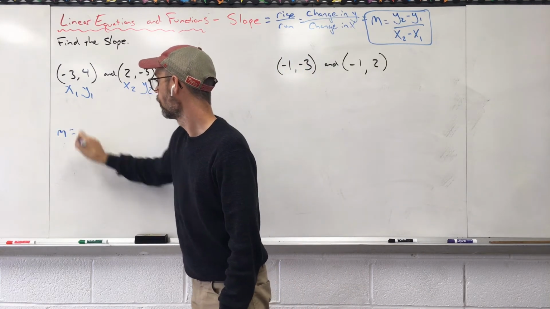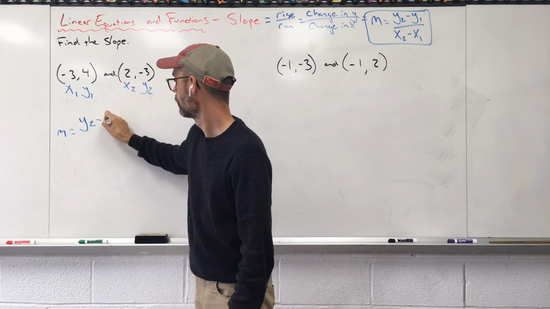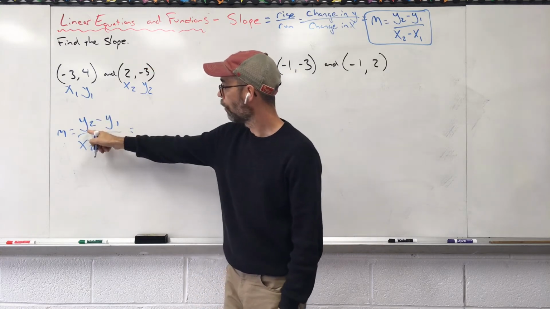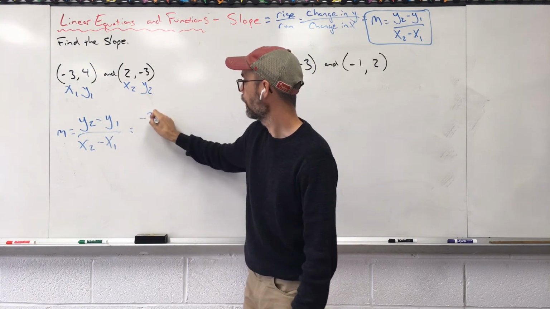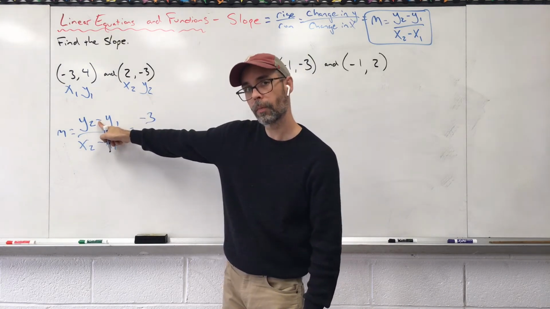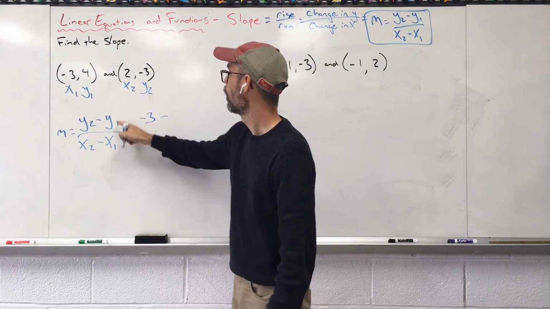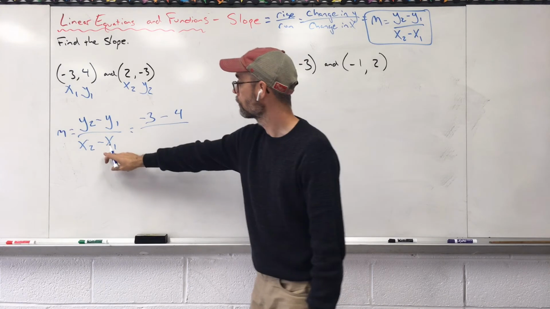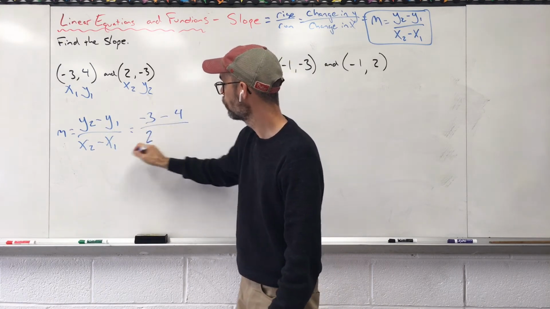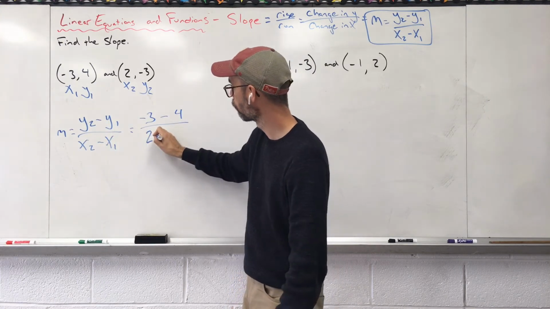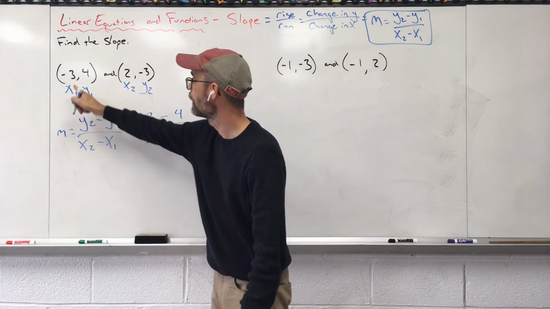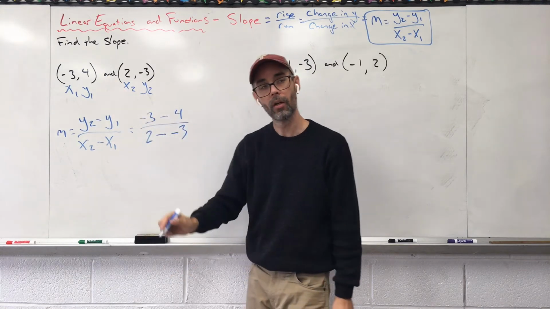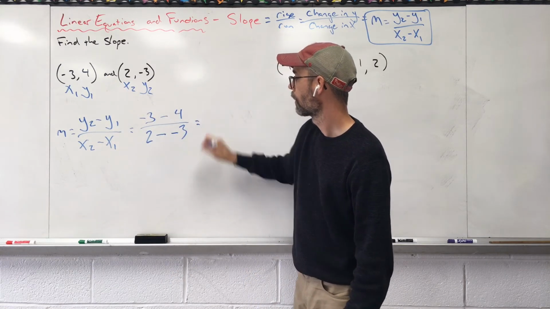We start with the formula. My y2 is -3. I have a minus sign in the formula. I still have to bring it over. Y1 is 4. On the bottom, x2 is 2. We have a minus sign in the formula. Bring it over. We need it. x1 is -3. I still want to bring the negative with that 3. We'll simplify in a second.